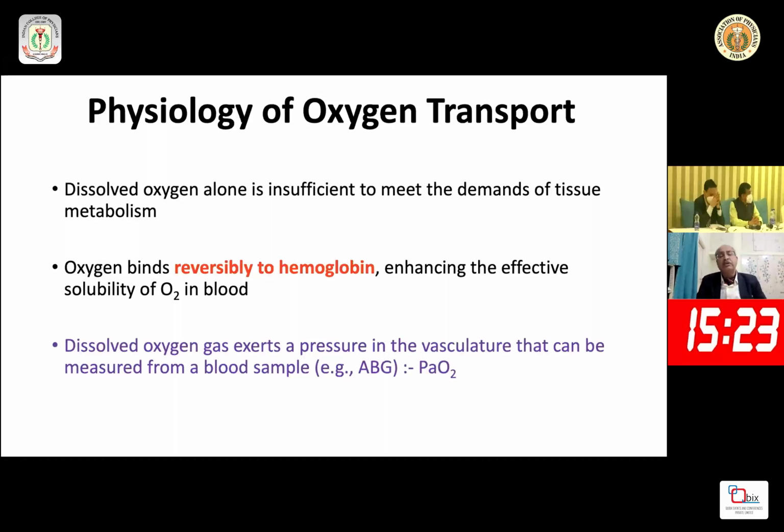And also we need to know that dissolved oxygen gas will exert a pressure in the vasculature, which we measure from the blood samples, and which is called the partial pressure of oxygen, or the oxygen tension. And it is this pressure that drives the oxygen into the hemoglobin. That is point number 1.